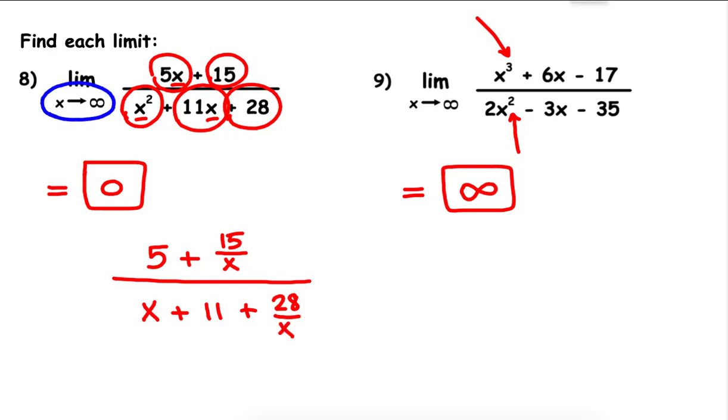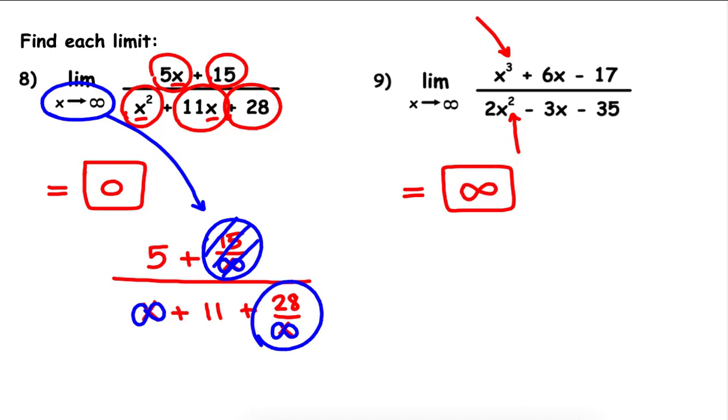You can see that x is heading towards infinity, so if you park an infinity where the x's used to be, it's easy to see that this is pretty much 0. 15 out of infinity. If you got that on a quiz, man, I'd start crying. 28 out of infinity is not a whole lot better. Those are pretty much just zeros. But you still have an infinity down here, plus 11, just for good measure. So you have 5 over infinity. That's 0. That's approaching 0. Which is why if the denominator has a larger power than the numerator, it's going to be 0. Whereas if the numerator wins out, like in number 9, it's going to be infinity.